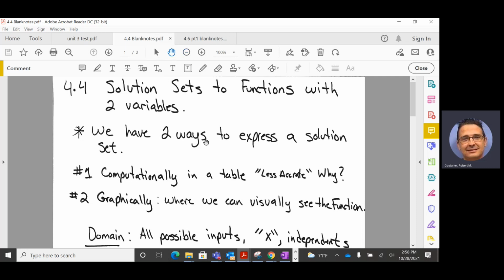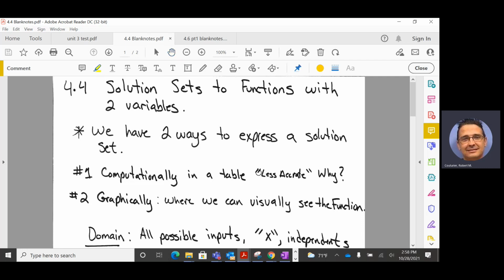So there's two ways that we can express these solution sets. The first way, which sometimes is actually less accurate, is computationally. And we think about that. Well, I mean, Mr. C, think about it. If you're plugging in an exact number and you're solving, how isn't that more accurate? Well, how many possible numbers could you plug into that equation? I mean, most equations have an endless amount. Are you actually going to sit there and manually compute every single possible number we could have?